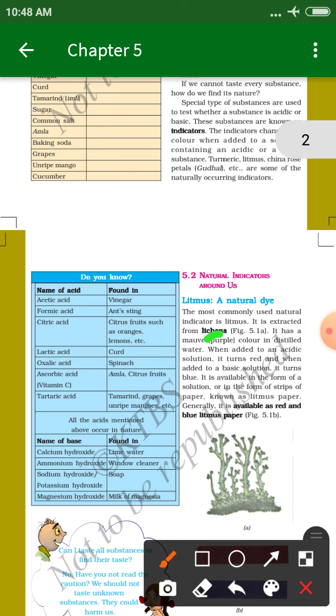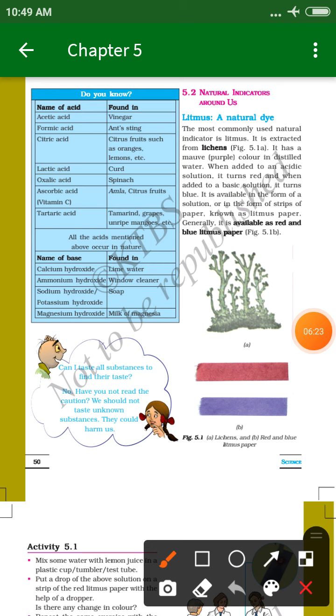It is available in the form of a solution, and in the form of strips of paper, it is known as litmus paper. Generally it is available as red and blue litmus paper. Here this is the red litmus paper and these are the blue litmus paper, children. And this is the figure of lichens.